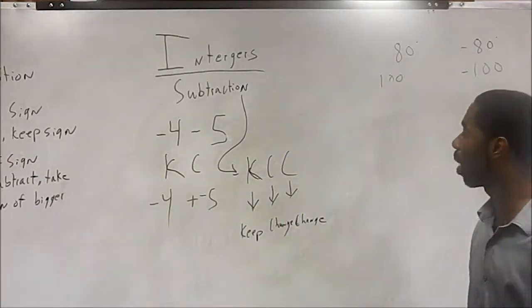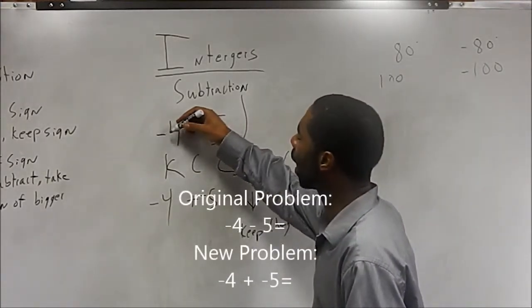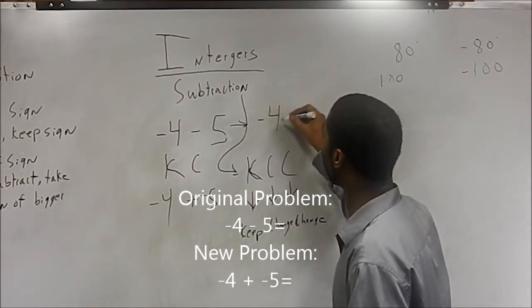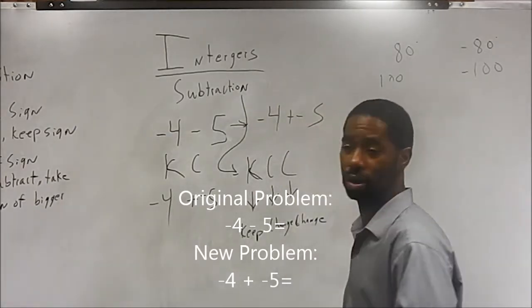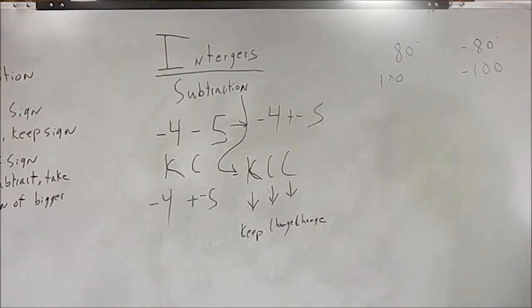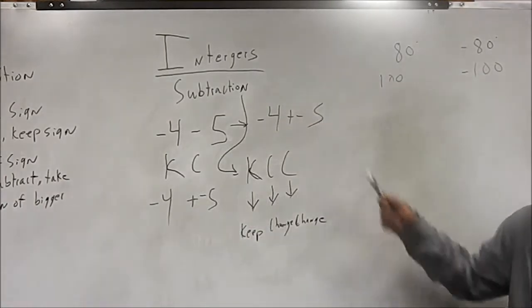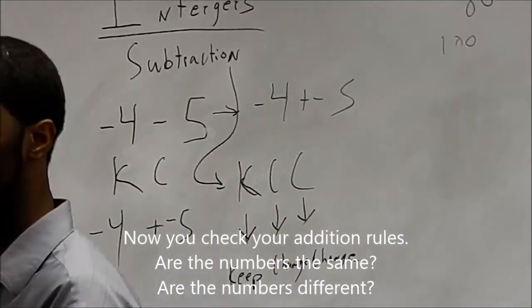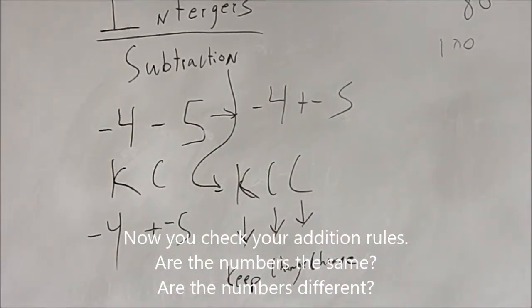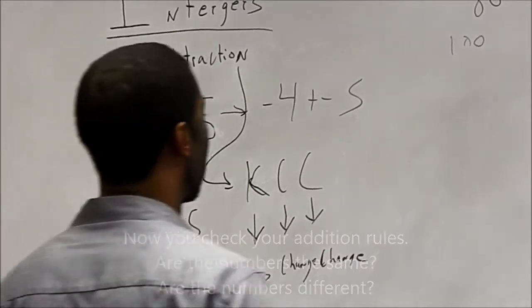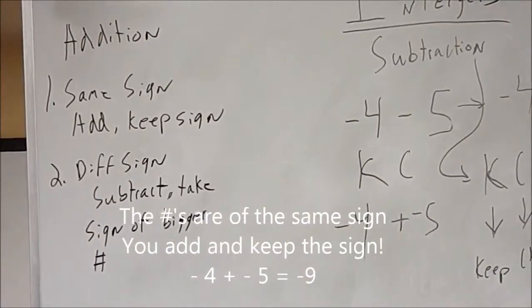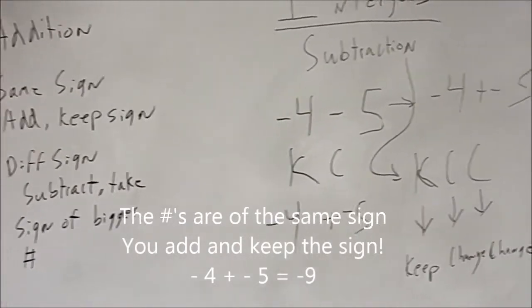Now, once I do that, I have a new problem. I had -4 minus 5. Now my new problem is -4 plus -5. Now that I'm adding these integers, I look at my addition rules. Are these two the same signs or different signs? Same sign. So, when I have the same sign, I add and keep the sign. So my answer for that problem will be -9.